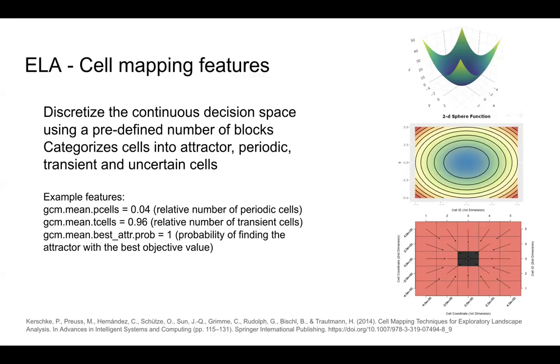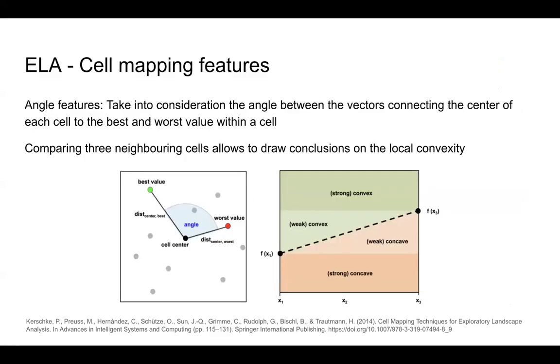So you have as features, for example, the number of periodic cells, or these are cells where the transitions are going into, which is just 4% of all cells, and the rest of them are transient. So that's what kind of features you can expect to see.